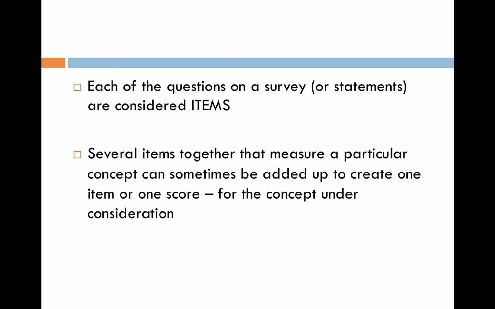Again, each of the statements or questions on a survey are considered items or variables. But you'll hear things like items 3 through 6 measured studying habits. That just means that the statements or questions numbered 3, 4, 5, and 6, those are the items. And sometimes you can take items together and add them up to create a total score.